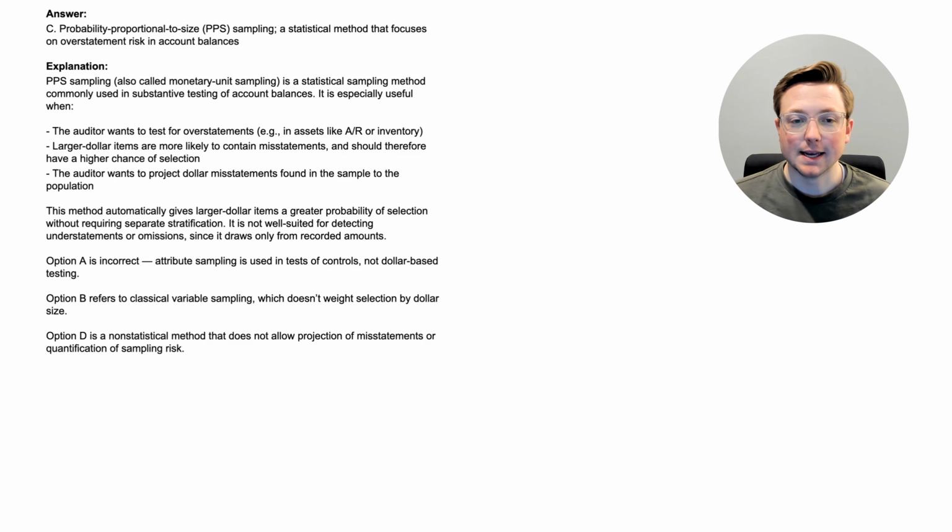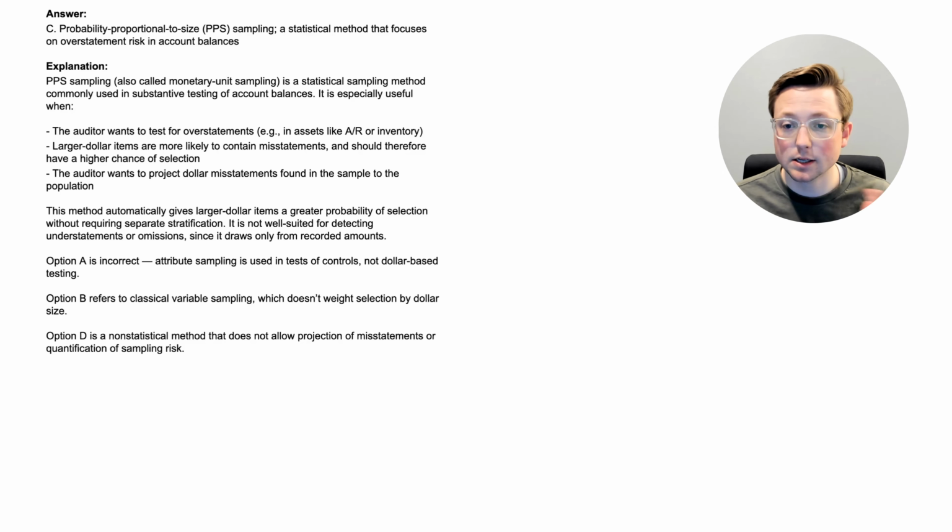All right, here we are at the answer. C, probability proportional to size or PPS sampling. That's what they're going to use, and that is a statistical method that focuses on overstatement risk in account balances. So we're going to dive a bit more into this. PPS sampling is also called monetary unit sampling. In one of the questions, we had MUS sampling. That's the same thing as PPS sampling.